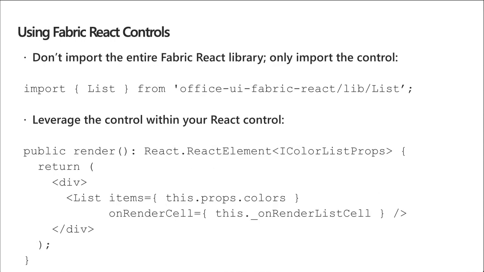So how do we use the controls? I don't recommend that you import the entire Fabric React library. Instead, you only want to import the control that you're using. So in this case here, I'm doing a deep reference down to the list control and importing that into my web part. Then to leverage the control within my React control, I'm going to say inside the render method, I'll just add the list control and then specify all of its public properties.